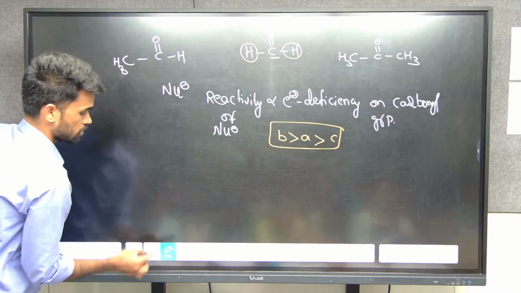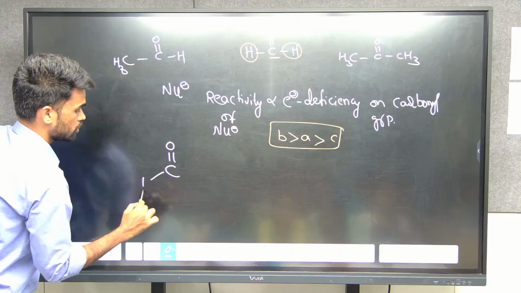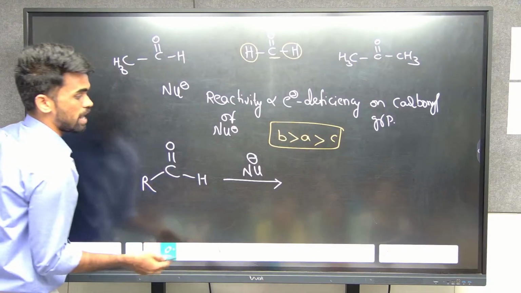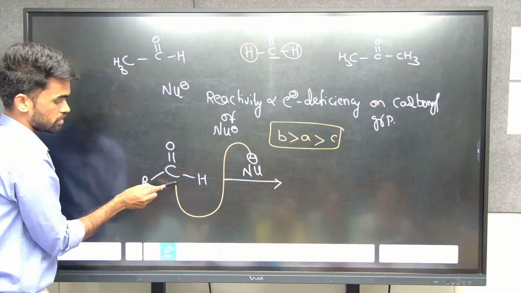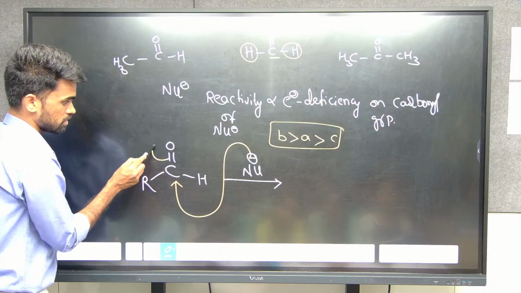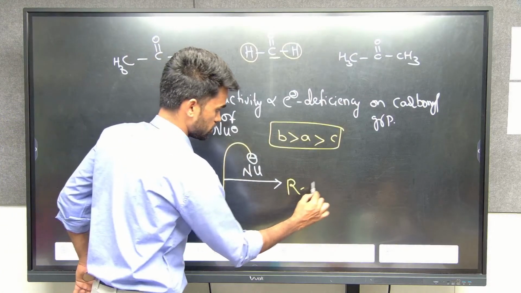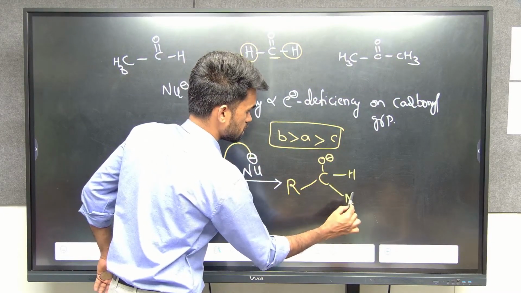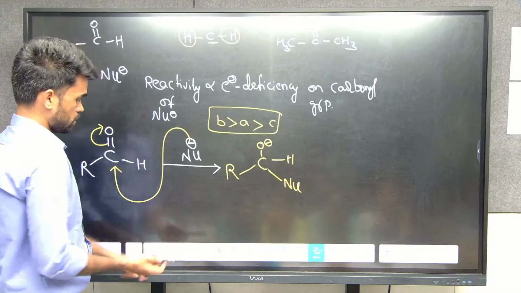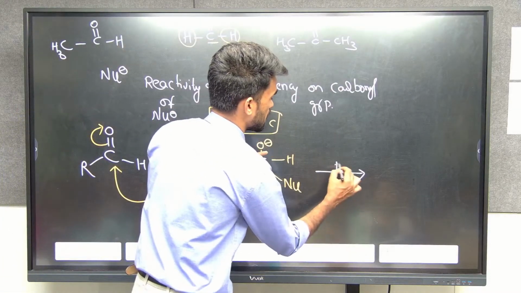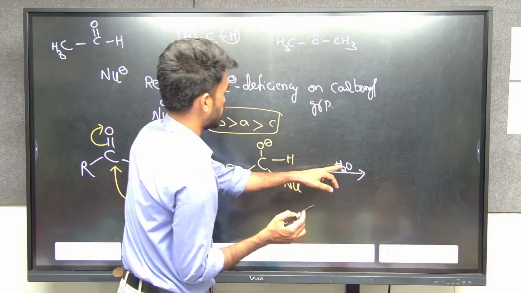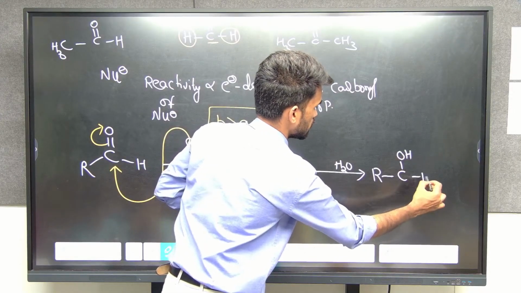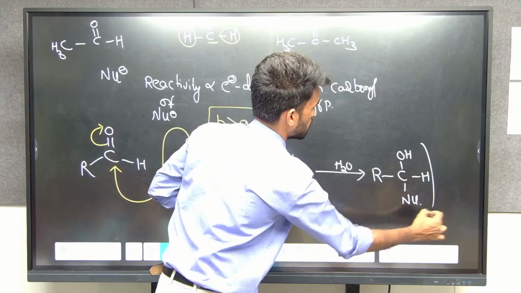See, a nucleophile is coming. So where should I add this? Here only, no? So this bond shifts towards oxygen, and what happens: R, C, O minus, H, Nu. Nu means any nucleophile you can consider. The next step is you just hydrolyze it, like water you add. From there that H plus is taken by oxygen, converting into R, C, OH, H, Nu. This is your final product.